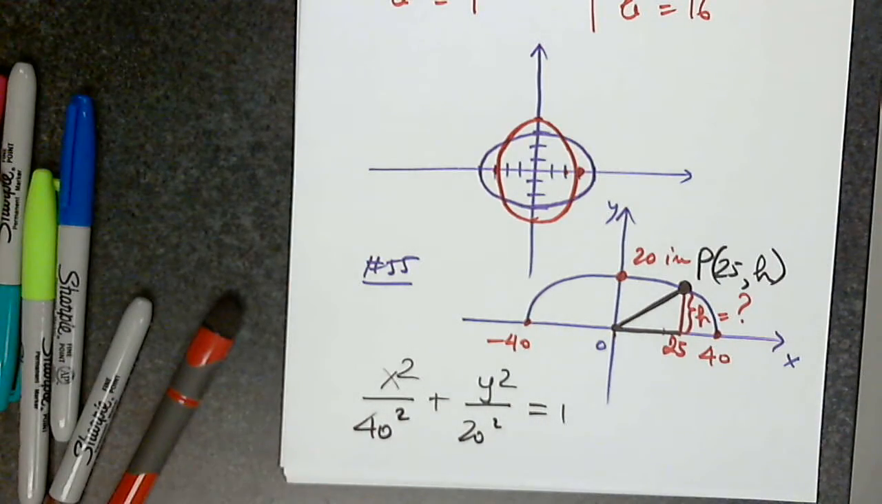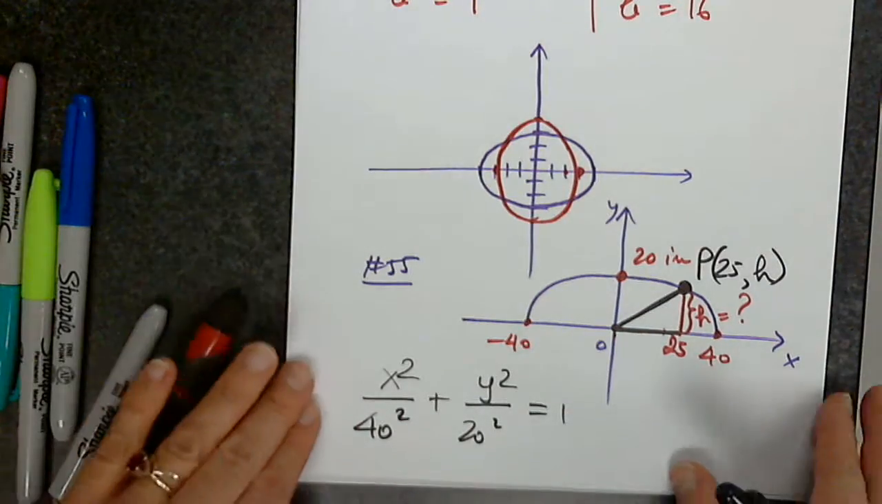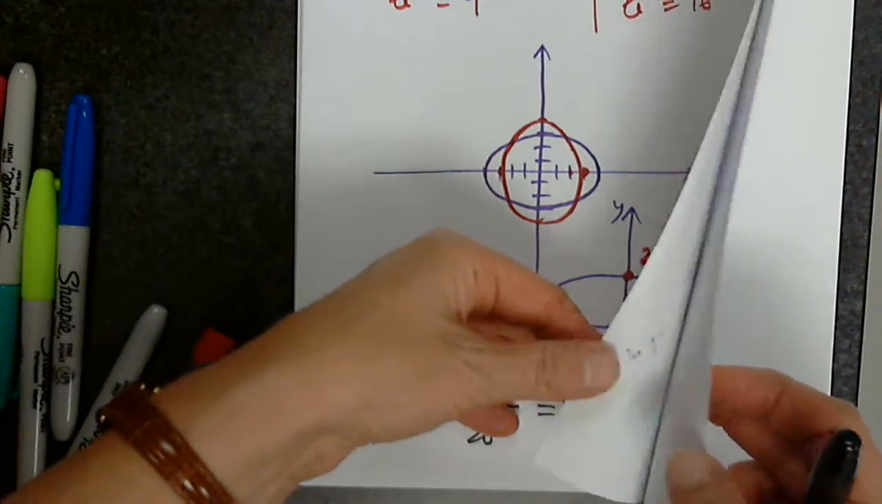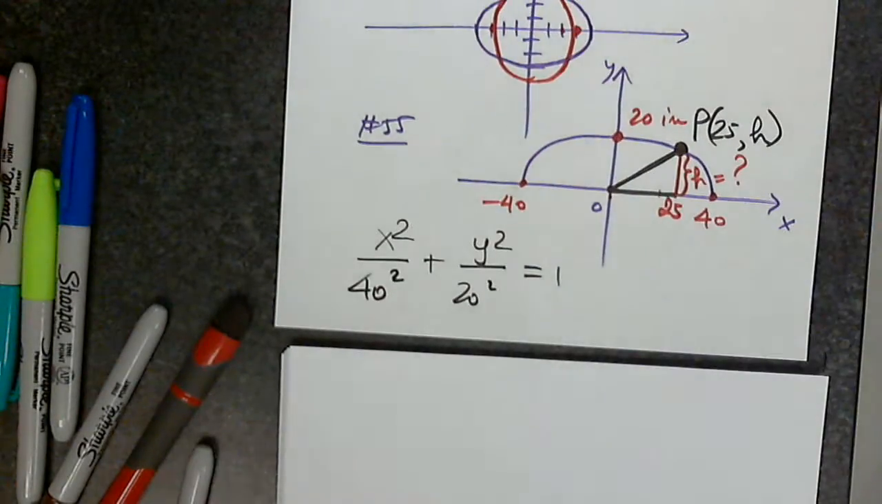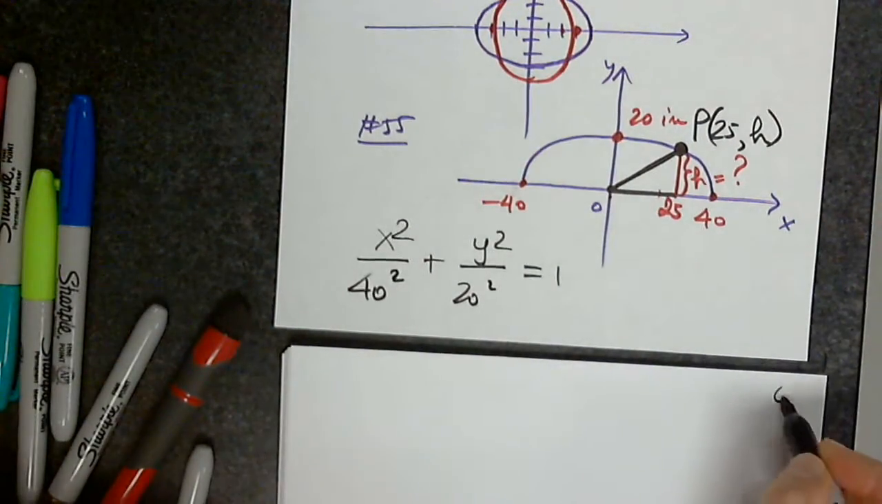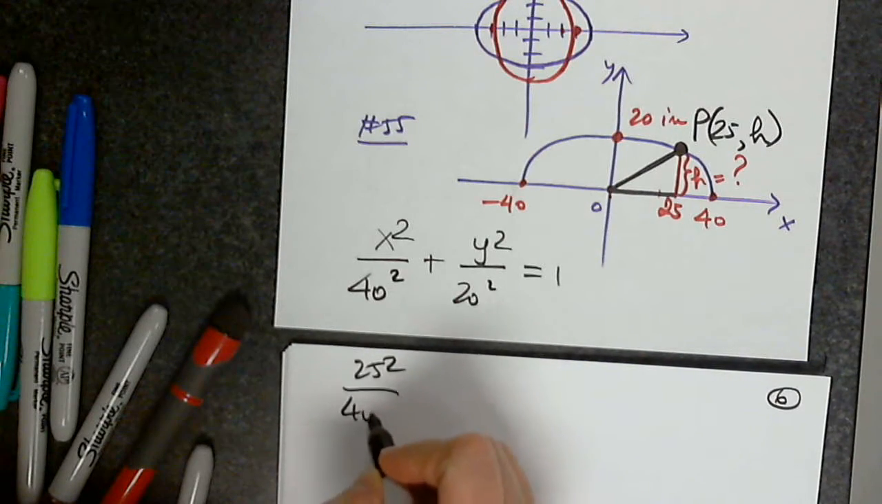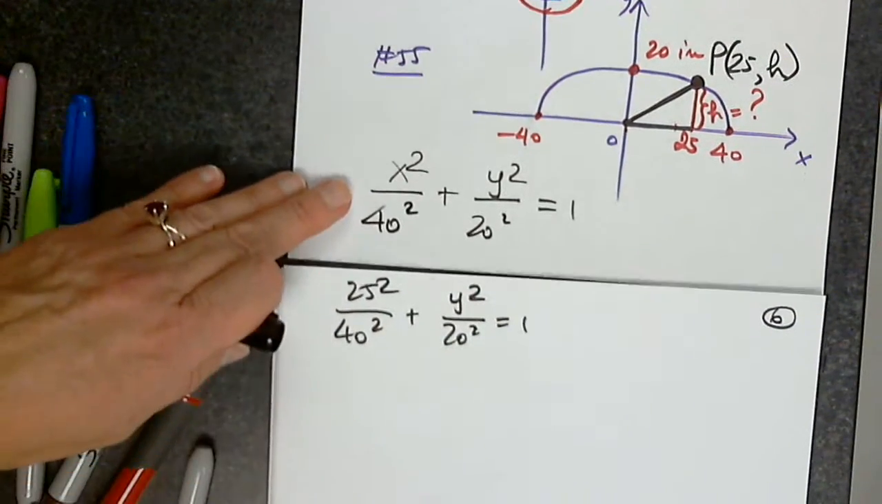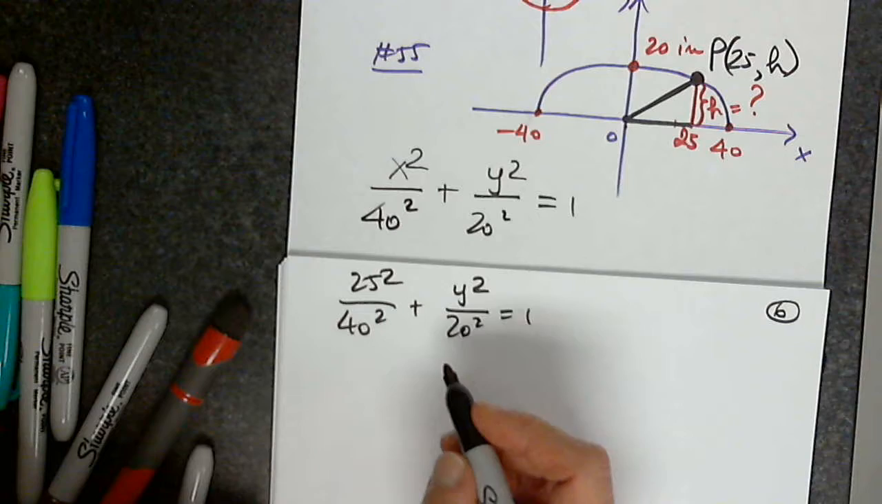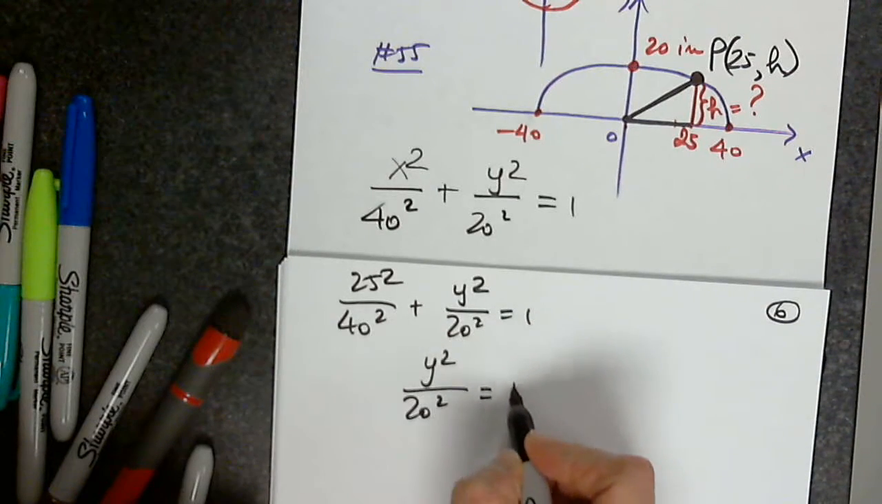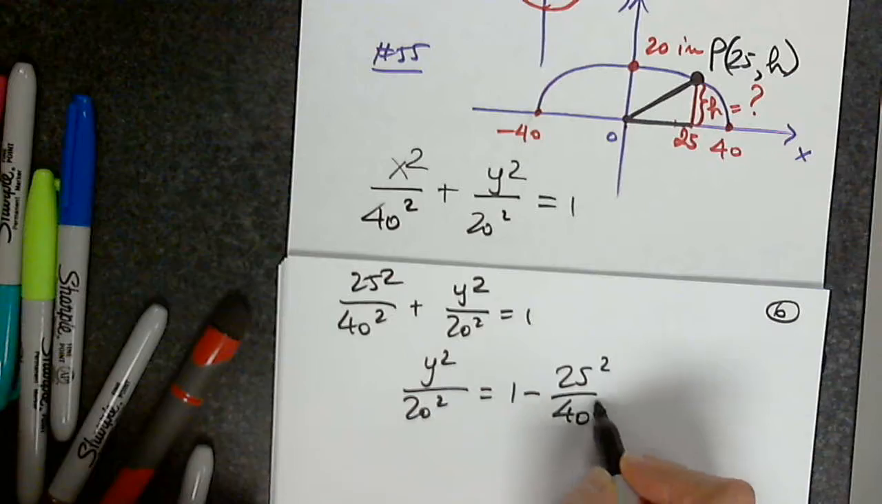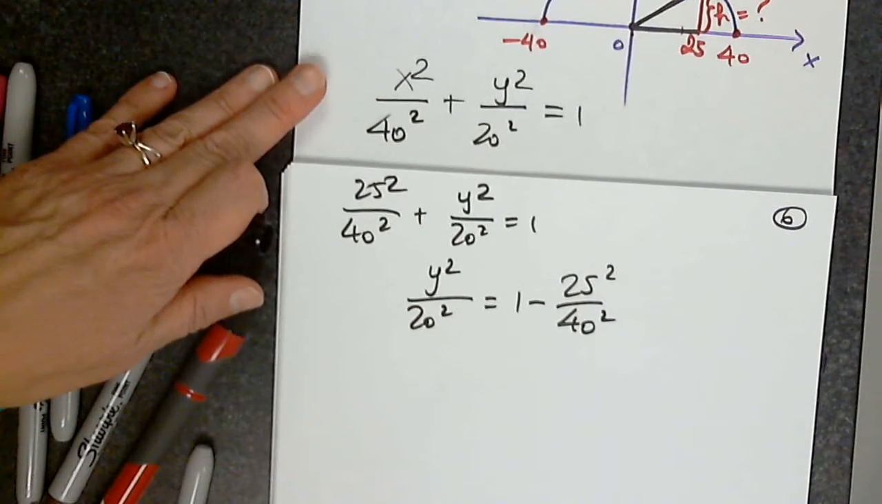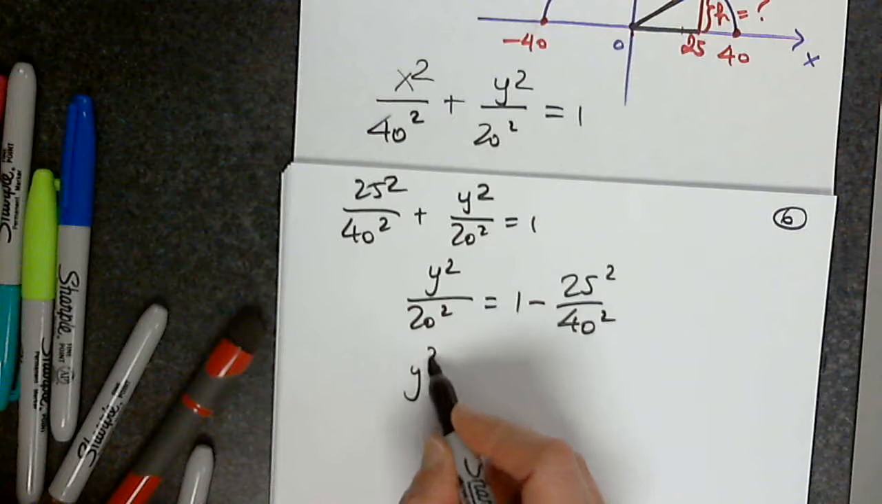So please plug in what now? 25. That's it. Plug in x equals 25 and give me the height. Tell me what you get. Does it make sense? Okay. So 25 squared over 40 squared plus y squared over 20 squared equals 1. I would move 25 over 40 squared to the other side. I will not calculate anything, just perform the algebraic steps.